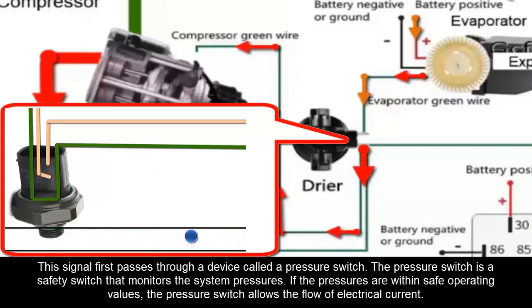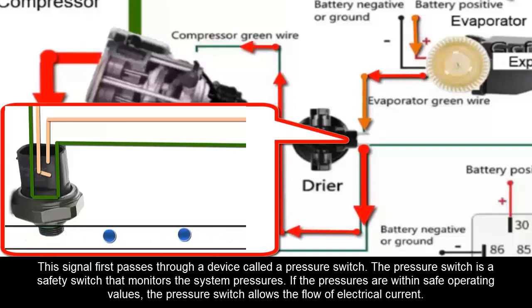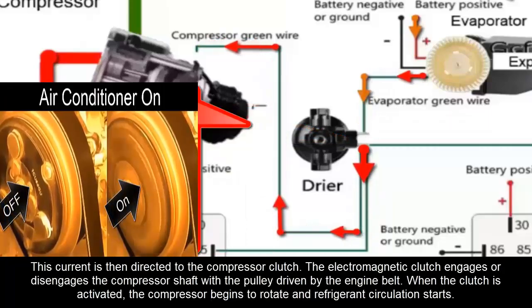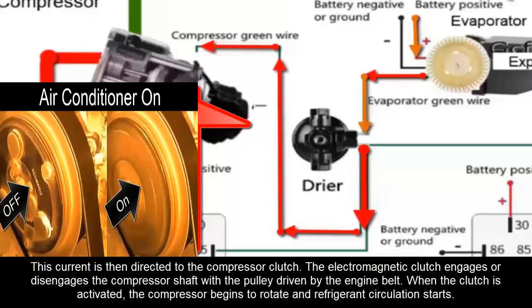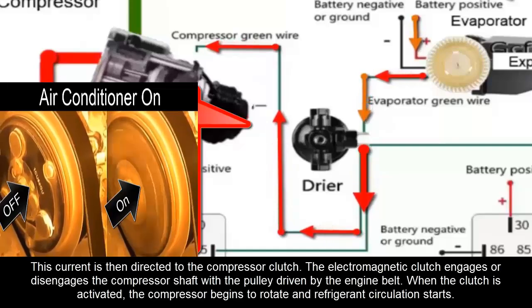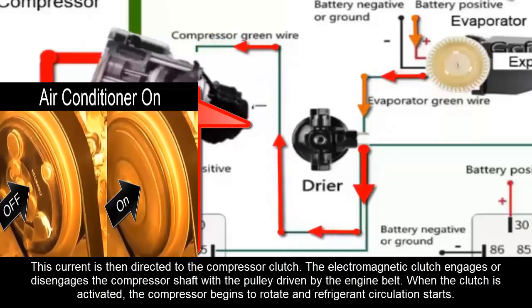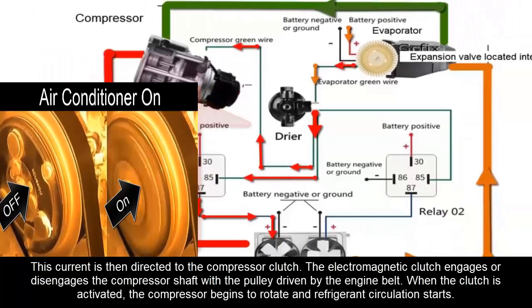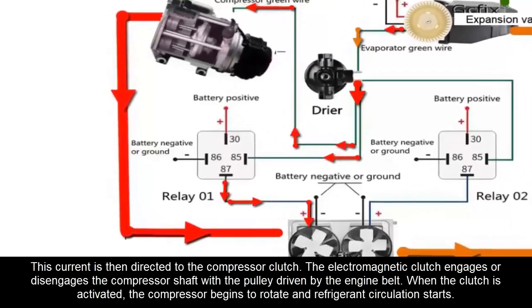This signal first passes through a device called a pressure switch. The pressure switch is a safety switch that monitors the system pressures. If the pressures are within safe operating values, the pressure switch allows the flow of electrical current. This current is then directed to the compressor clutch. The electromagnetic clutch engages or disengages the compressor shaft with a pulley driven by the engine belt. When the clutch is activated, the compressor begins to rotate and refrigerant circulation starts.